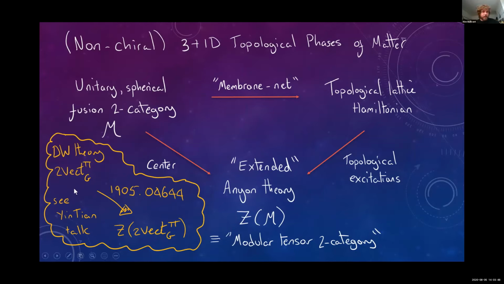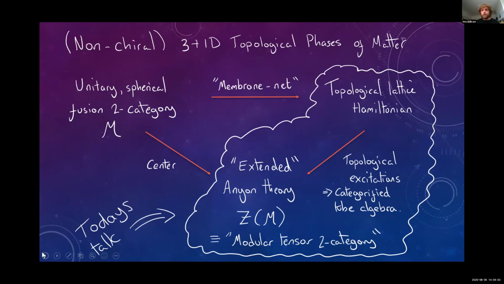Now, recently, with work of Kong and others, I think we'll be hearing about this later this week, they were able to compute the center for a given model, so-called Dijkgraaf-Witten theory, with a spherical fusion 2-category, and they gave a nice description of it. In today's talk, I actually want to talk about the other side of this diagram. So given some notion of topological lattice model, how can I understand the topological excitations and their relationships to an extended anion theory? The way that I propose to do this is through what I call a categorified tube algebra.